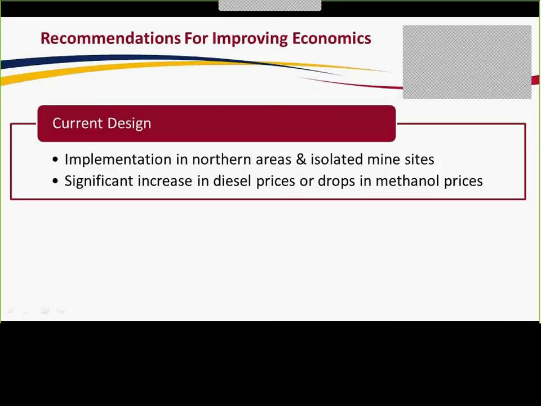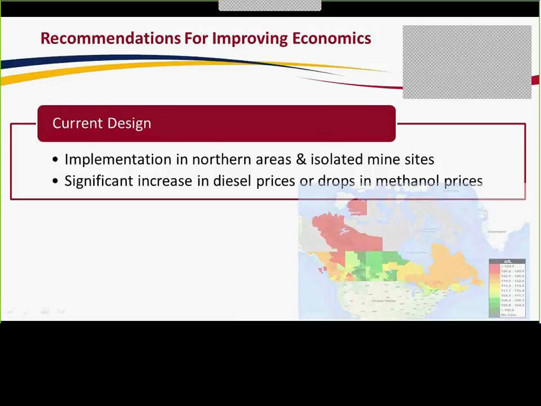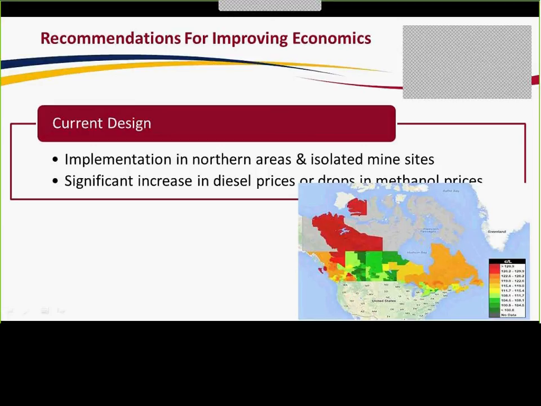For the current design, some recommendations for improving it would be implementing it in northern areas or isolated mine sites. In these regions, the cost of fuel tends to be higher. That can be seen in the map of Canada there. Red shows areas of high-costing fuel, orange in the middle, and green and yellow are lower-priced areas. So if we could explore options of implementing this in the northern regions, it may be more profitable.